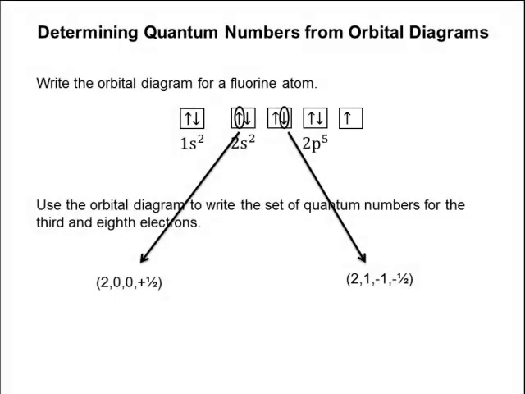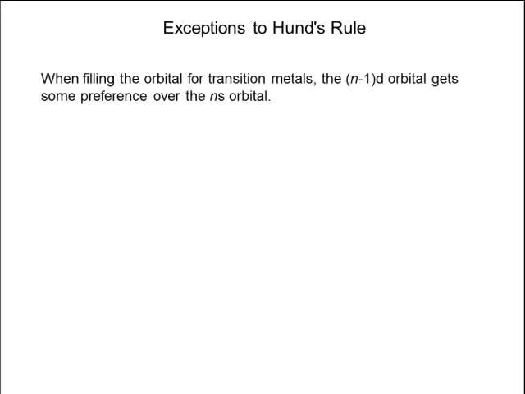Now, we are going to have some exceptions to Hund's rule, and this is going to mainly involve the transition metals. Transition metals always cause some problems. When filling the orbitals for transition metals, sometimes the n-1 d orbital gets preference over the ns orbital. What do I mean by that?